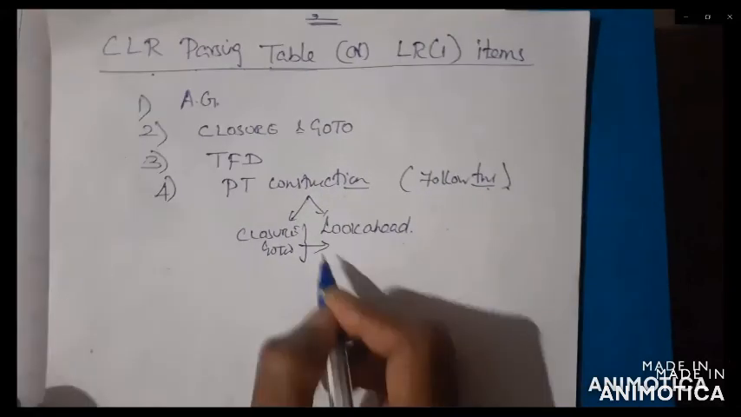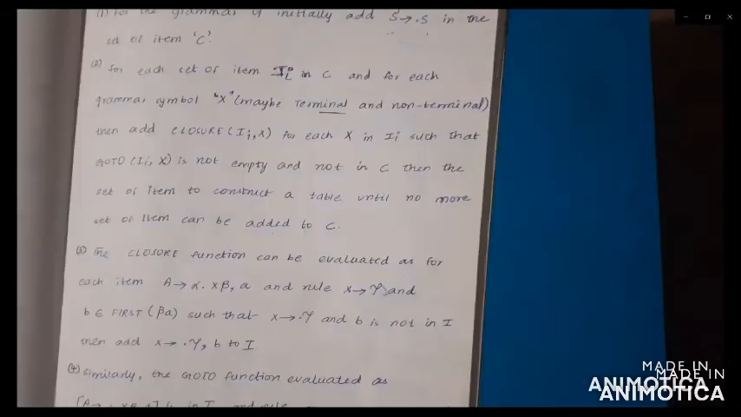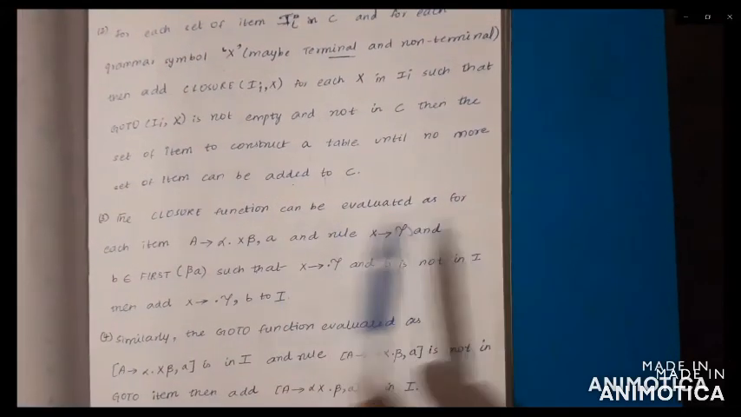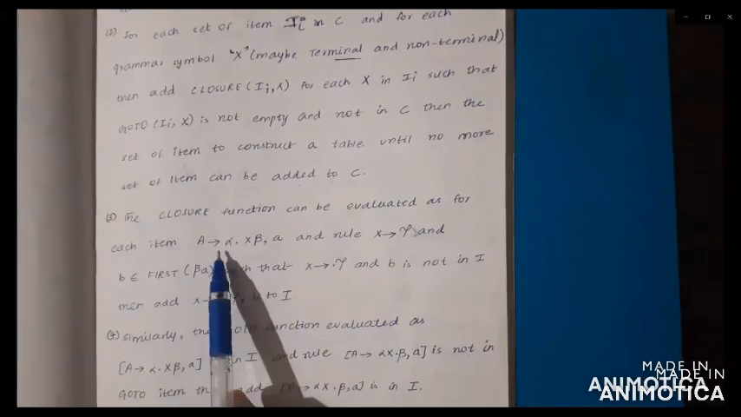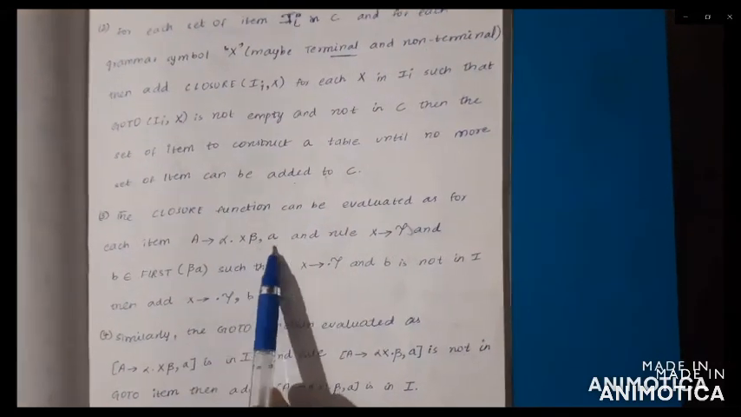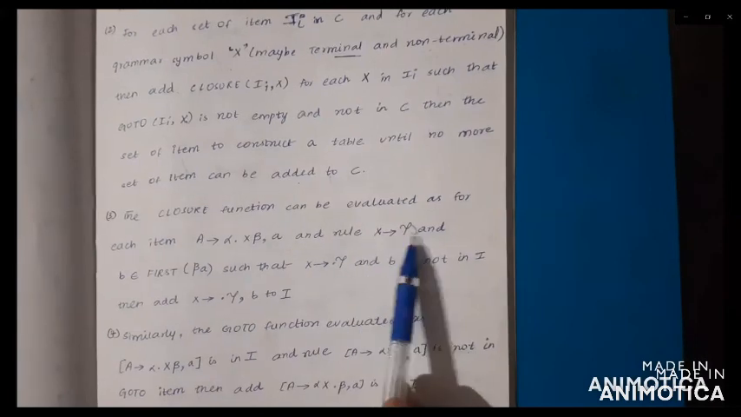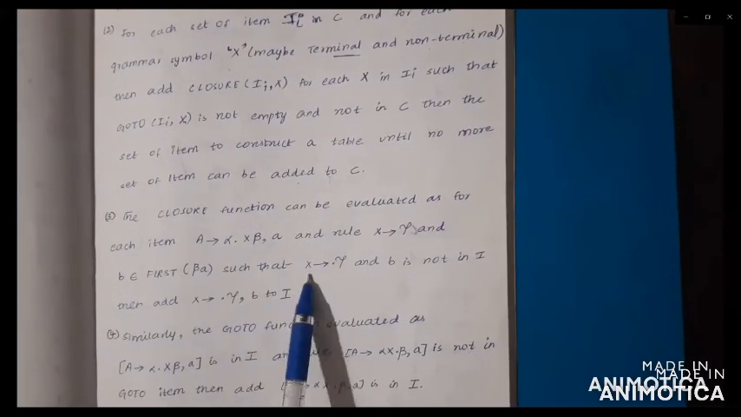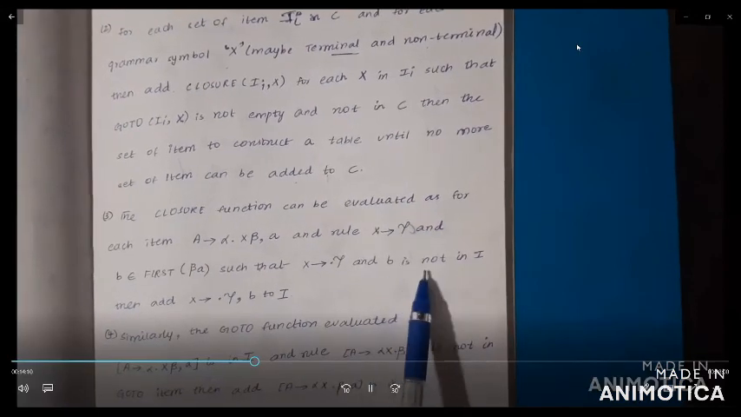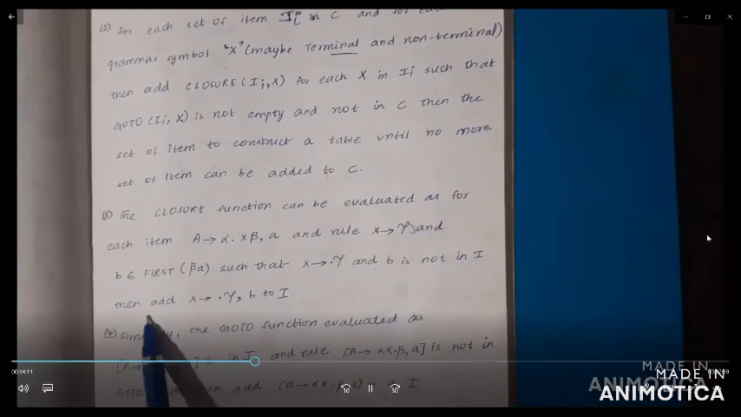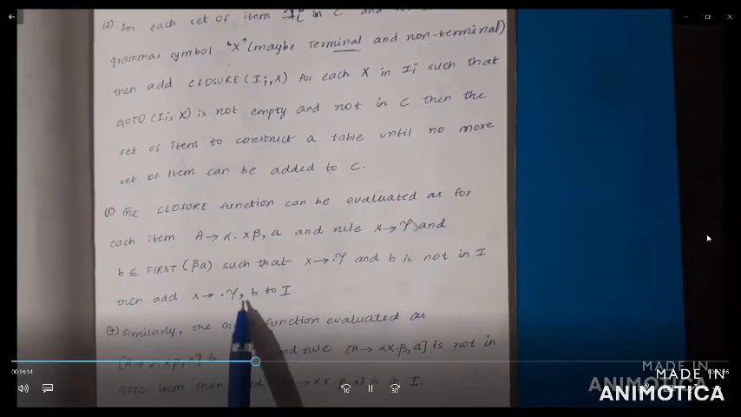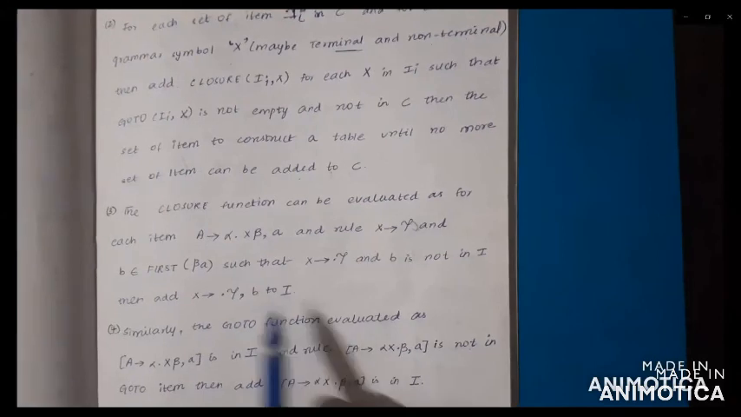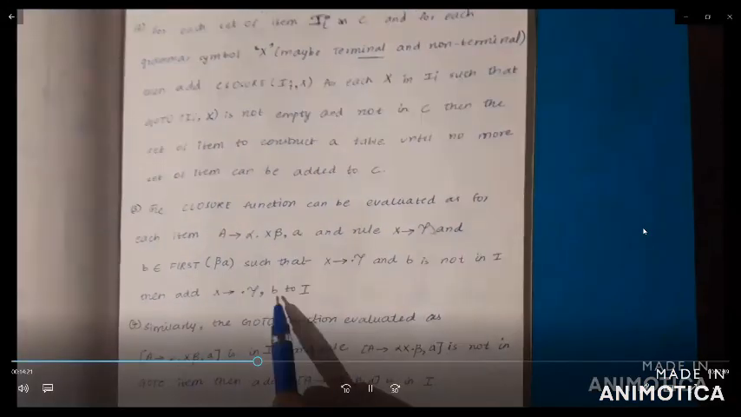So how to check the lookahead symbol? The closure function can be evaluated as: for each item A tends to alpha dot X beta comma a, and rule X tends to gamma, and b belongs to first of beta a, such that X tends to dot gamma and b is not in I, then add X tends to dot gamma comma b to I.